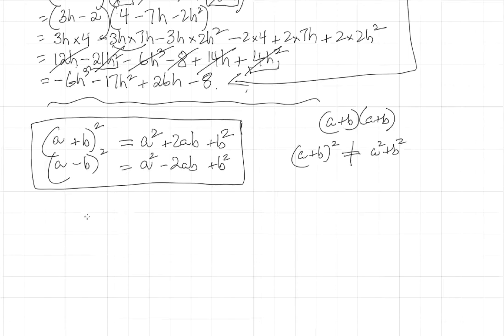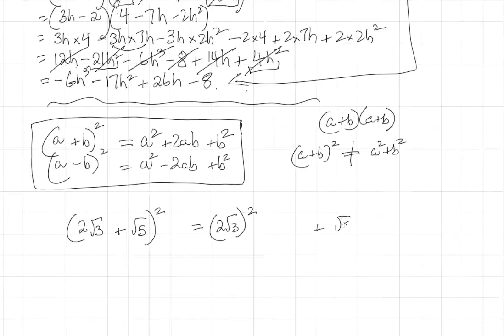Let's do an example. So we've got 2 square root of 3 plus square root of 5 all squared. Look at our pattern. We square the first term. Now we may need to make an intermediate step here. Square the first term, leave a gap for the middle term, and then we square the last term. And then it's twice the product of the two terms.